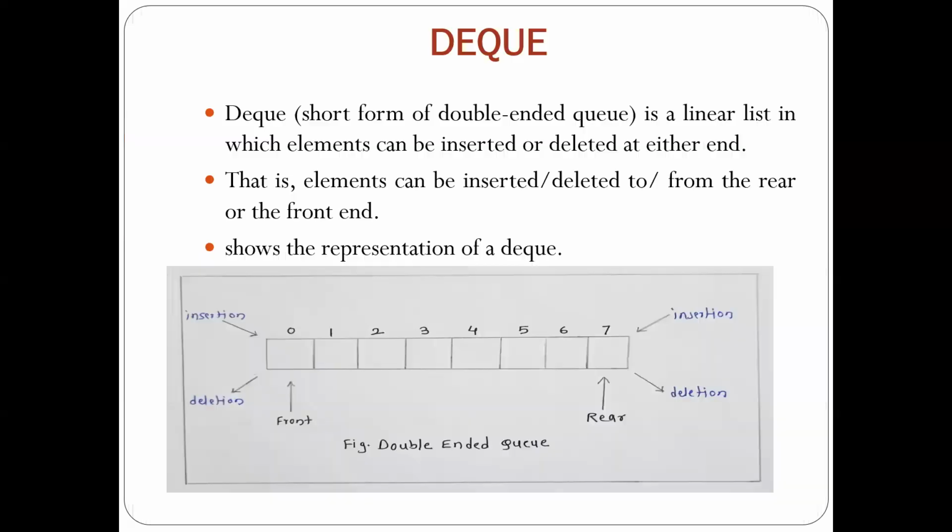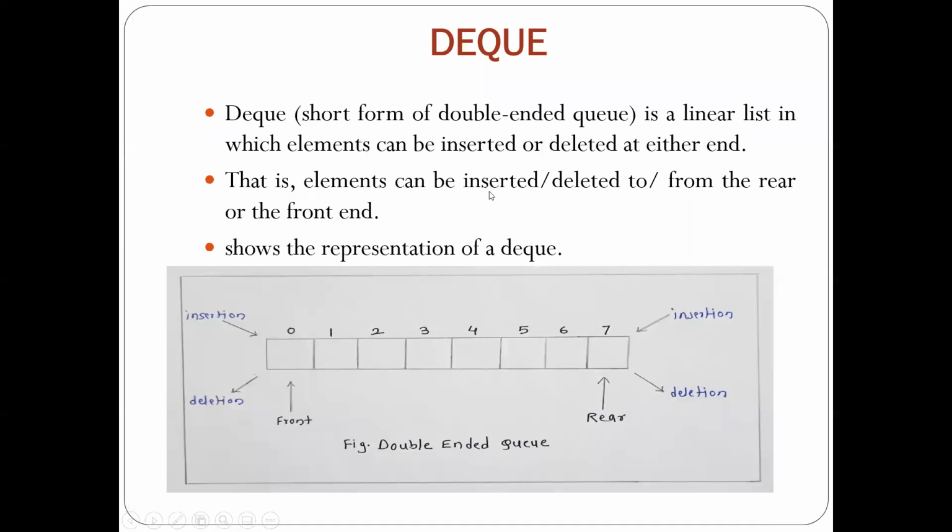Today we'll see another variation of the linear queue, that is the DQ, or we can say double-ended queue. DQ is the short form of the double-ended queue. It is again a linear list in which insertion and deletion we can do from both the ends. That's why the name is given like the double-ended queue.